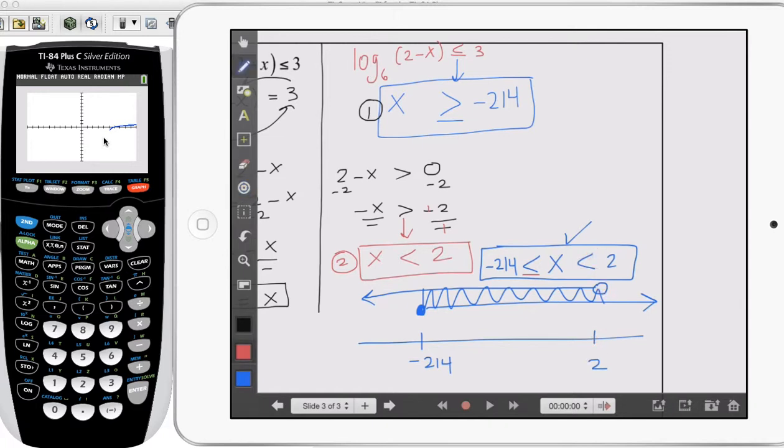Now, if you want to show this as an interval notation, your solution can be written as from negative 214, but with a bracket because negative 214 is included, comma 2 with a parenthesis because 2 is not included. Again, this is an interval notation. And these could be two different ways to write your solution. That's everything for 513.